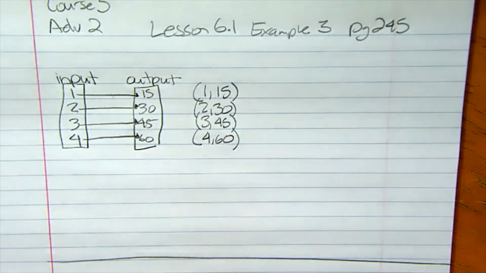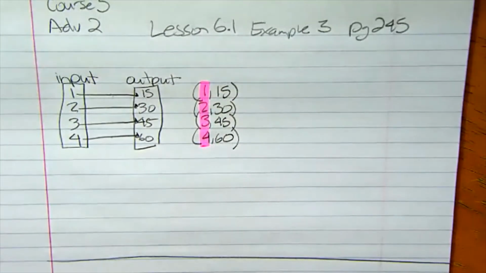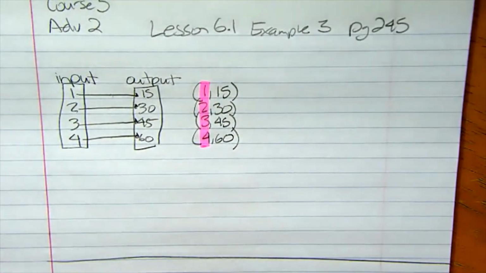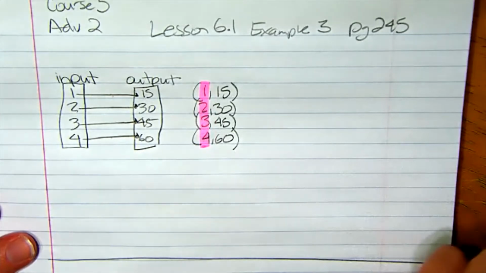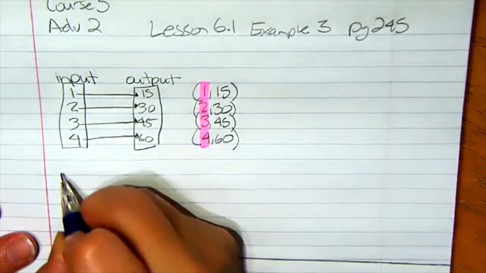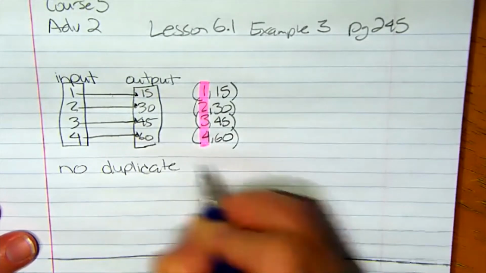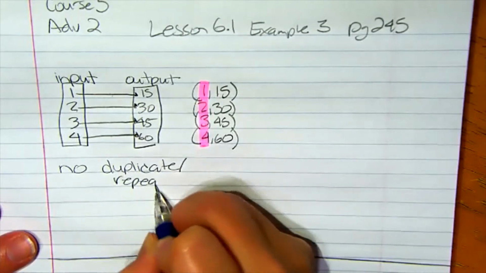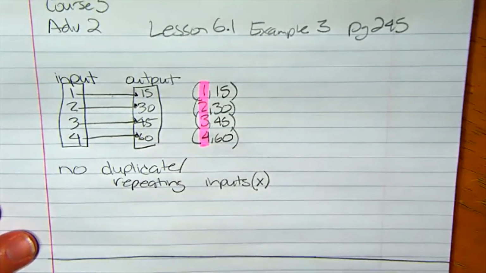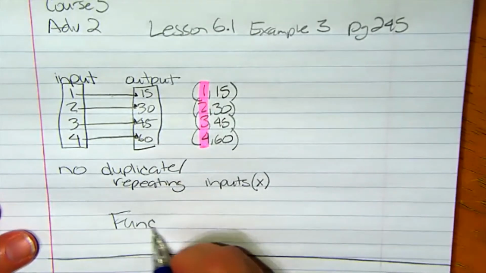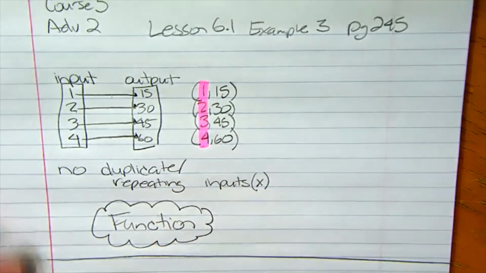Now we want to know, is this a function? So we need to look at just the inputs. Do I have any repeating or duplicate inputs? Do I have any duplicate X's? No, I do not have any duplicate or repeating inputs or X's. So this is a function. This is what we did yesterday.